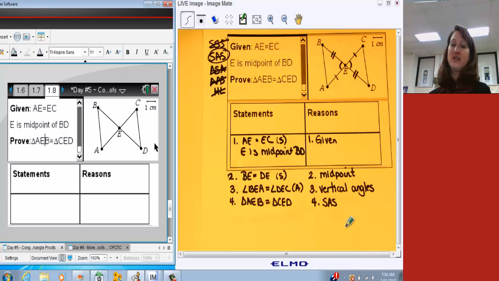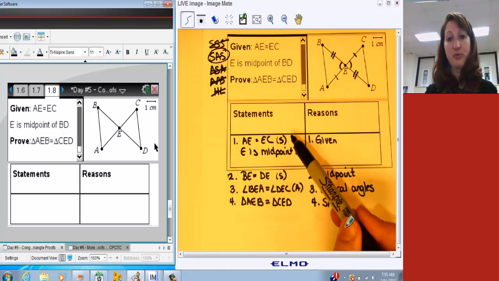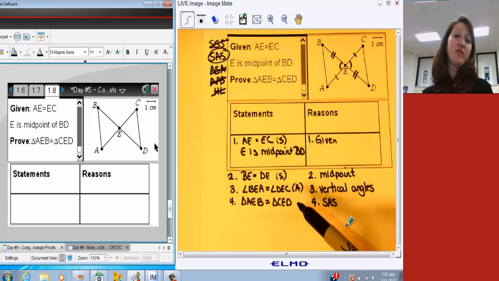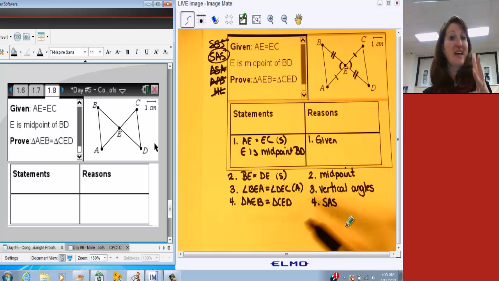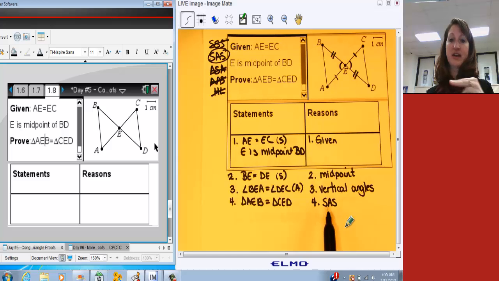Notice though that they're not in the exact order. On the first one we had a side, then an angle, then a side. They don't have to be in the exact order in your proof. All that you have to keep in mind is that those three things have to be in your proof somewhere, but they don't necessarily have to be in the order side, angle, side.